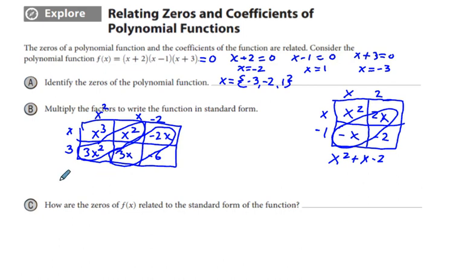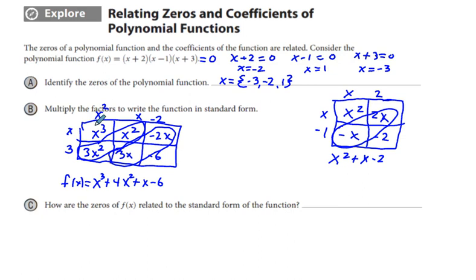So the function in standard form is f of x equals x cubed, and we have 3x squared plus x squared, so that's plus 4x squared. And then 3x minus 2x will be plus x. And finally, minus 6. And we could test this by graphing the original factored form, or intercept form, of the function and the standard form that we determined.